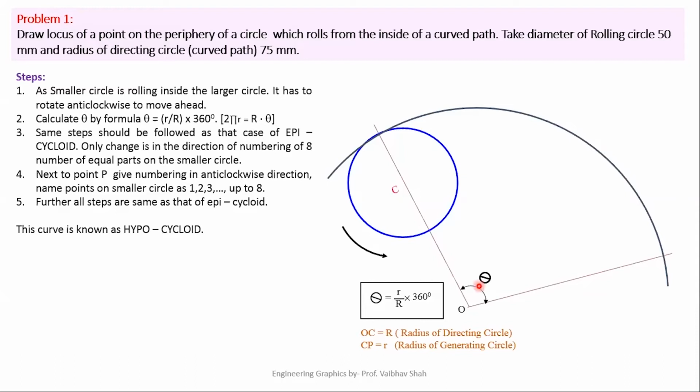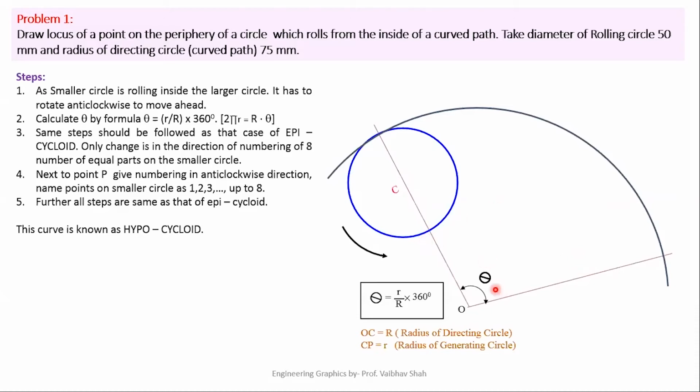First, you can put this theta into your calculator and you have to divide it by 8. You will be having one single division dimension, and you will be using that dimension by your protractor, and you can divide this curved path into 8 number of equal parts. In second method, you can use angle bisection method to divide this portion into 8 number of equal parts. I will be using first method.